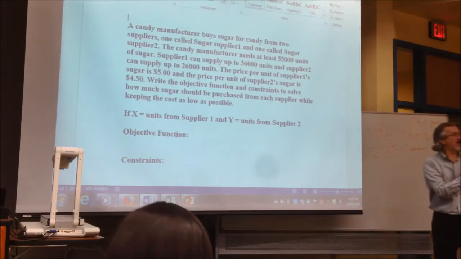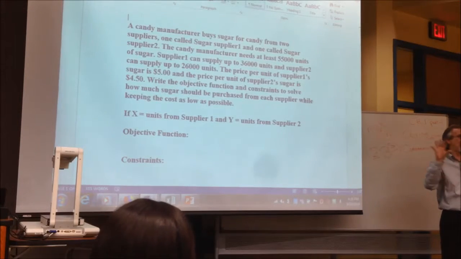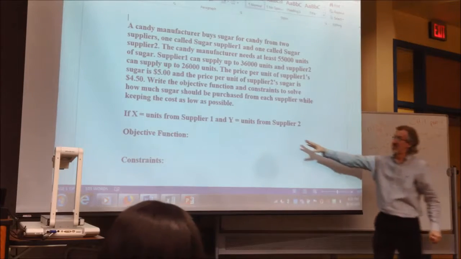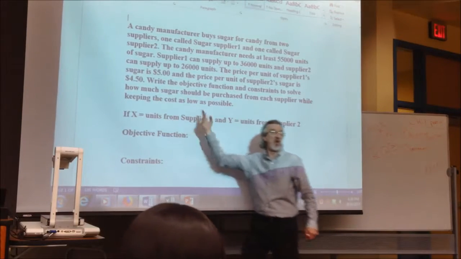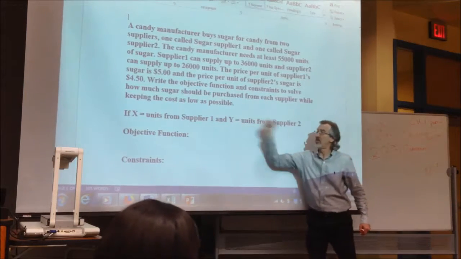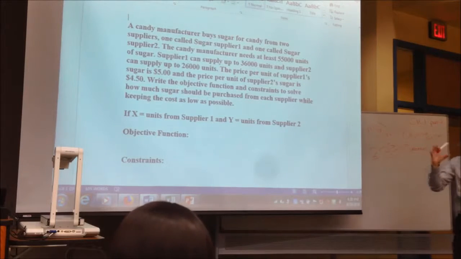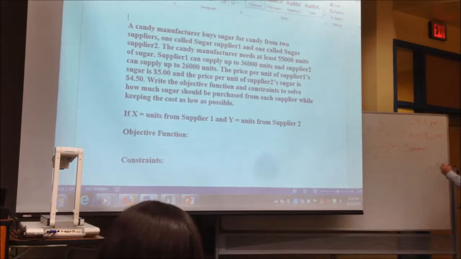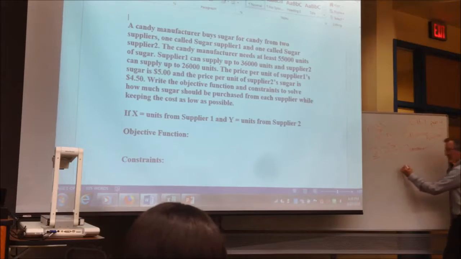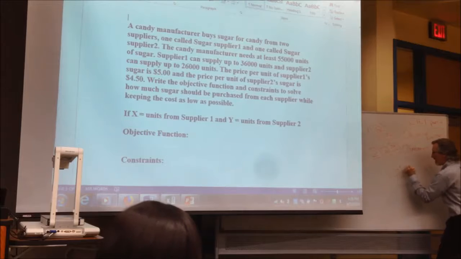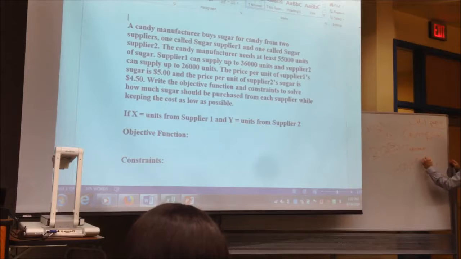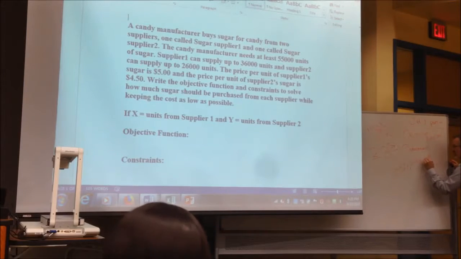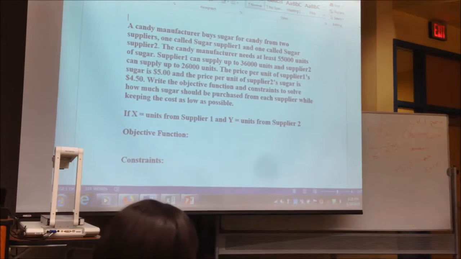I need to write a mathematical expression that shows that limitation and refers to these variables, which say the number of units we're buying from supplier 1 is what the X represents, and the number of units from supplier 2 is Y. Thinking about it, I need to buy less than or equal, greater than or equal, or equal to 55,000 units. Greater than or equal. Here's my right side: 55,000. This is in units, and sometimes you don't have to do this, but I sometimes write units just to remind myself, because I always start on the right side when I write this.